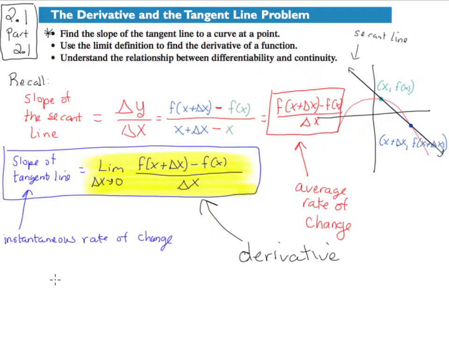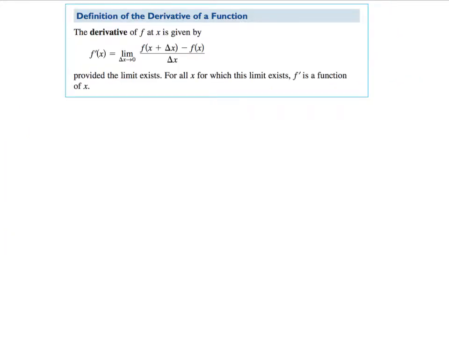So the limit definition of derivative is the same as our equation for the slope of our tangent line, as you can see here. Derivative is half of calculus. Most of calculus is either differential calculus or integral calculus. So the concept of derivative is very, very important. There is some terminology that you need to know.